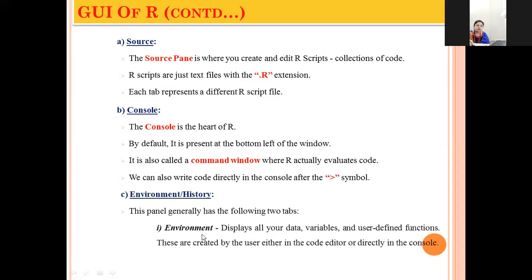Next, what does the environment do? It displays all your data, variables, and user-defined functions, whether you write in the code editor or directly in the console. Okay, so whether you write in the console or in the source pane, whatever variables we have taken, whatever values we have allotted to the different variables, and whatever functions you have used to run that code, everything is going to be shown in the environment. Okay, what happens in history? It is a list of your command history. Whatever commands you have written are going to be stored in the history tab.